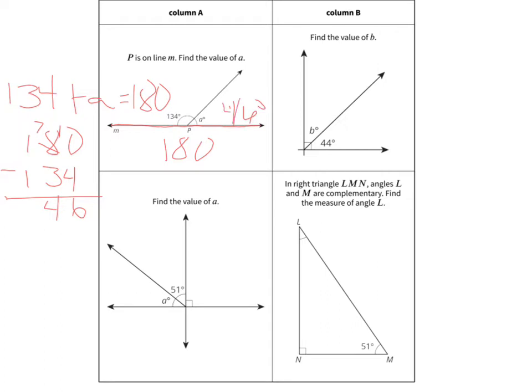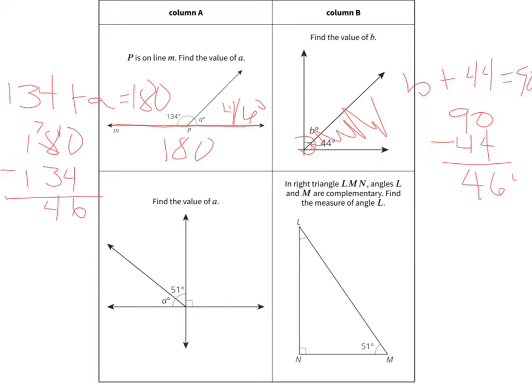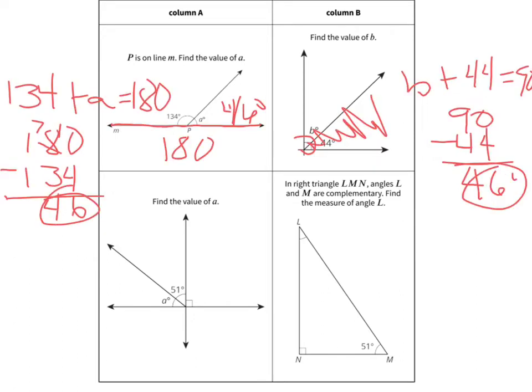Okay. Column B, we know the measure of a right angle. We got this little square right there in the corner there. So we know that's 90 degrees. So we can go angle B plus 44 equals 90. If we take away the 44, we just have angle B, right? So if we go 90 minus 44, we should get 46. Well, if you notice, 46 and 46. So the answers for both problems on the rows for column A and column B are going to be the same. So let's move down to the second one.